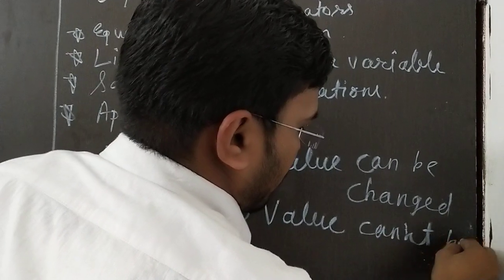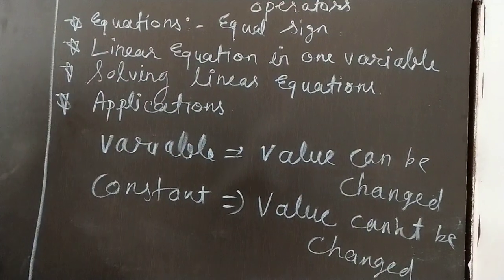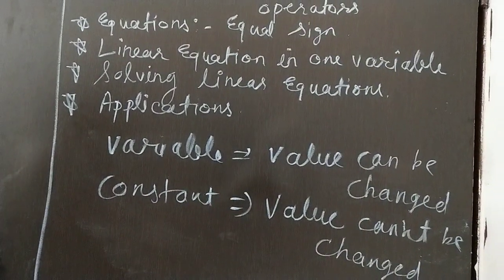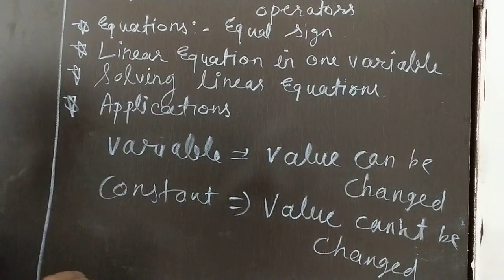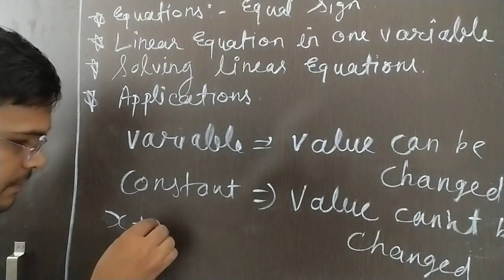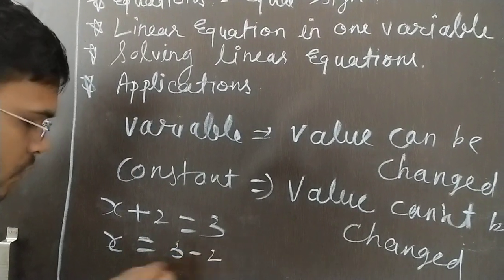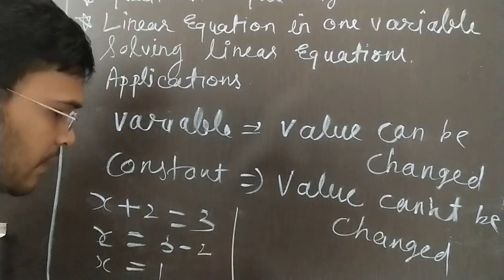Okay. See, how can a variable be changed? Suppose a variable is in alphabetical form, maybe A, B, C, D, X, Y, whatever. One example: x plus 2 equal to 3. What is the value of x? 3 minus 2, x equal to 1. Here the value of x is 1.